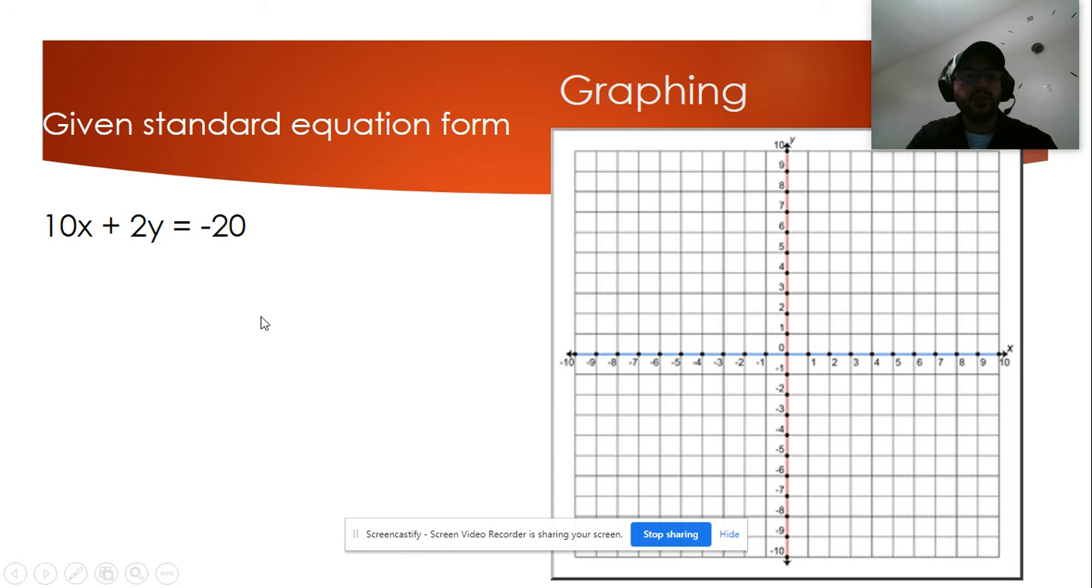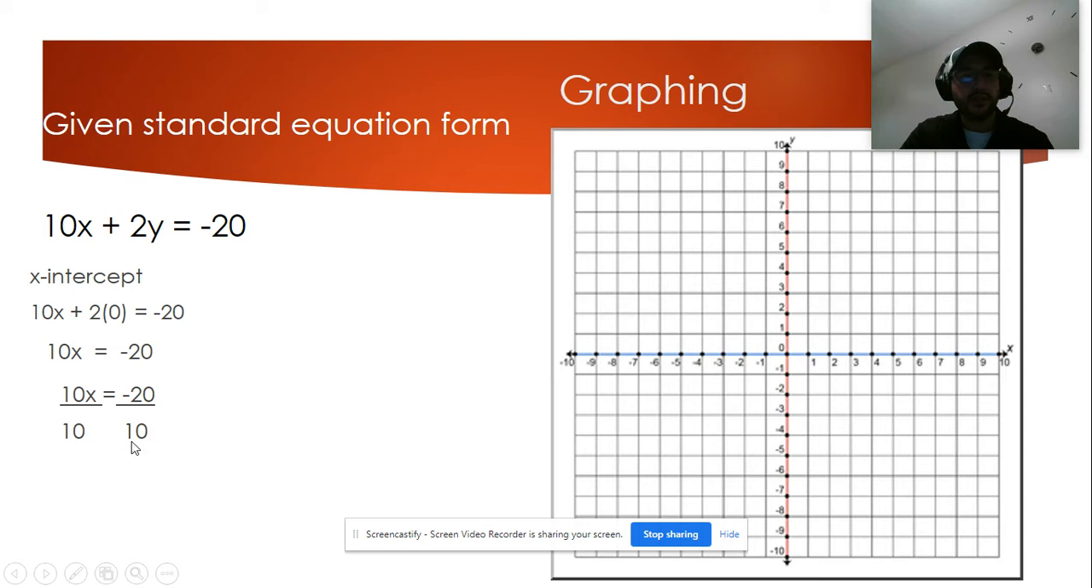But what will happen when the equation is given in standard form? Okay, so we have two options. Let's go over the first one. We can find the x-intercept and the y-intercept and then graph it. Like here, what will be the x-intercept is when y is equal to 0. So we need to solve for x, divide both sides by 10, and then x equals -2, which gives me the x-intercept, which is -2, 0.